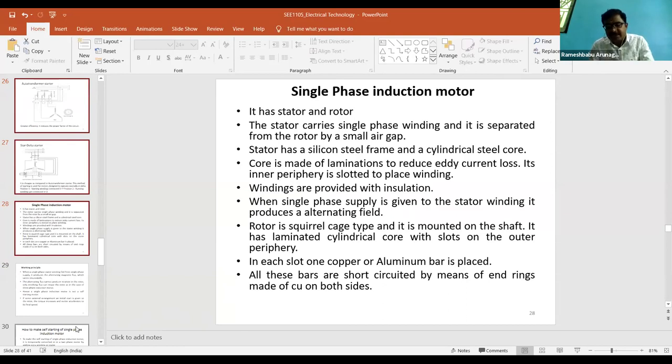For the third unit, we already discussed the principle and operation of the transformer, EMF equation of transformer, equivalent circuit of transformer, and transformer tests. These are the topics that you have to study for the third unit. These are very, very important topics. You need to go through this.